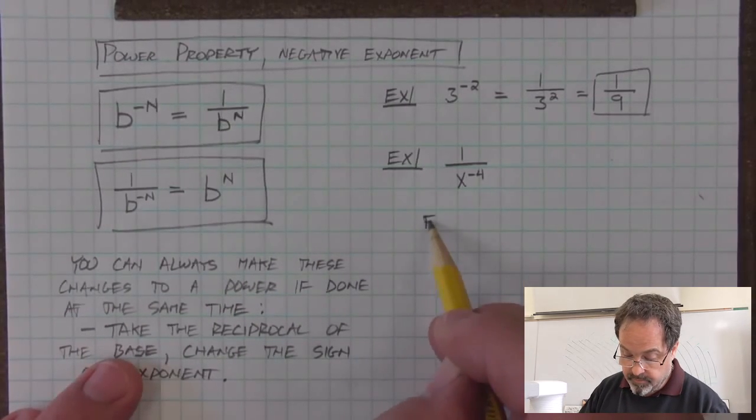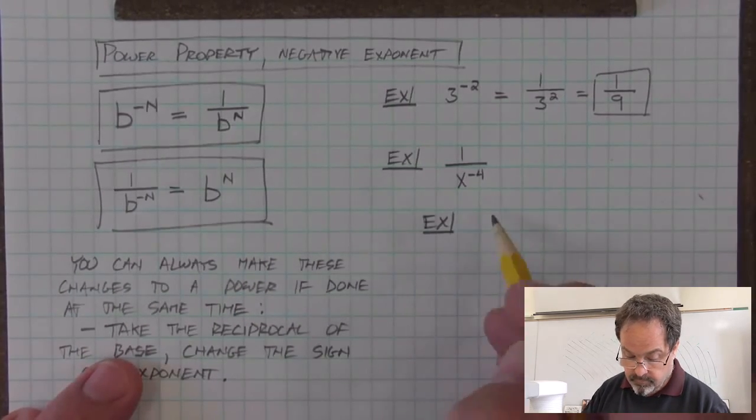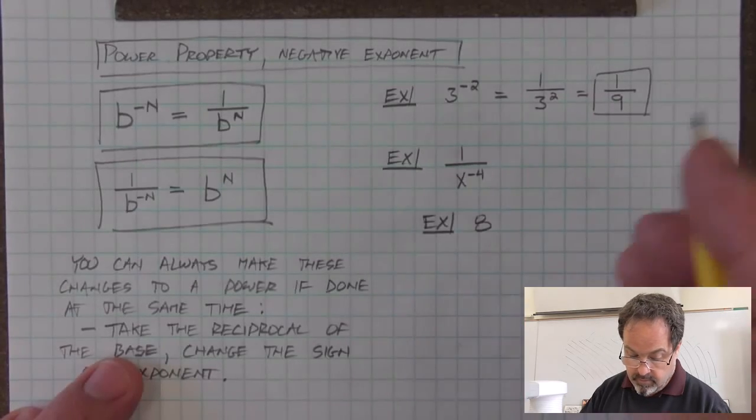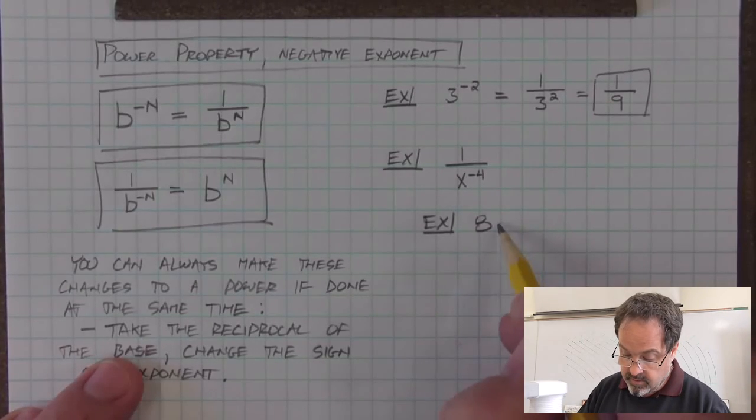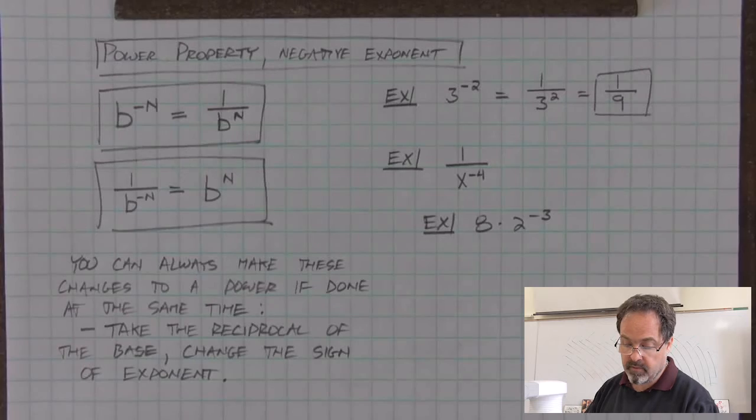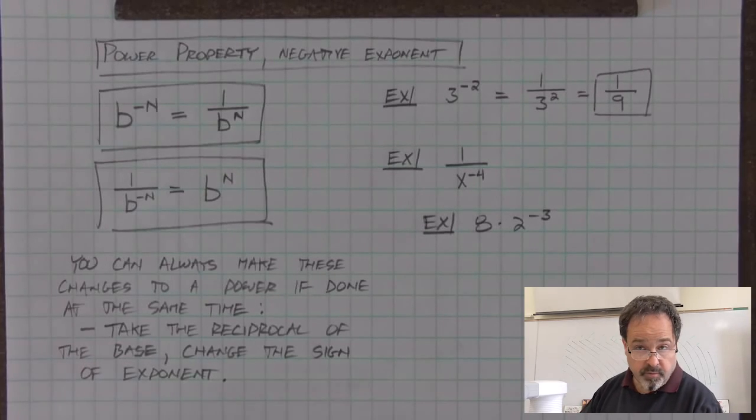Let's give another example. 8 times 2 to the negative 3. I have a number times a power, and the power's base is 2, and the power's exponent is negative 3.